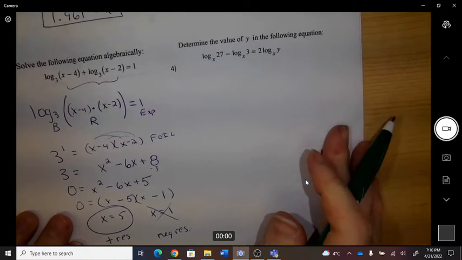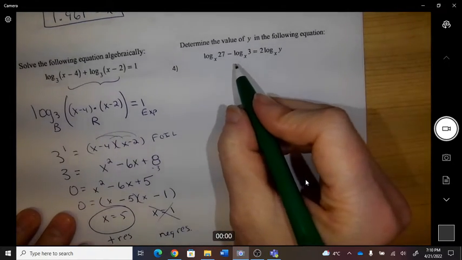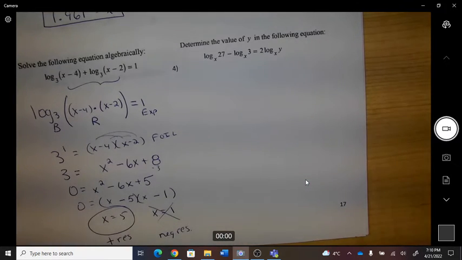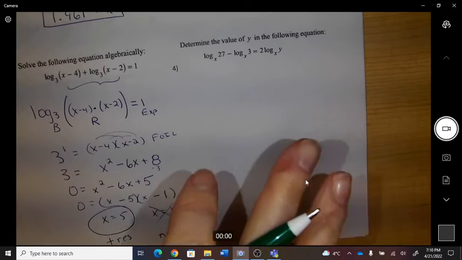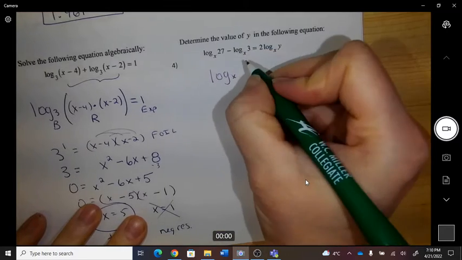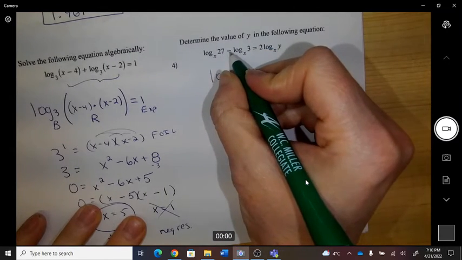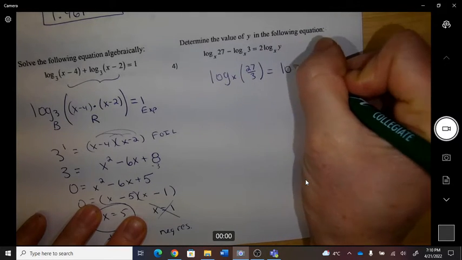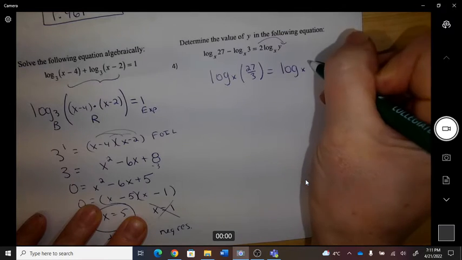Number 4. So we're going to collect. We could do this 2 ways here. I could move everything to one side, or I can just keep this and collect those two. So maybe I'll show you both ways here. So log x, so that was subtraction, so I'm going to put them together with division. And then log x, and then this can move up there.